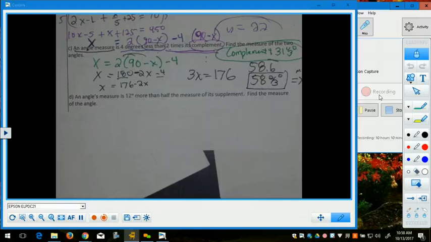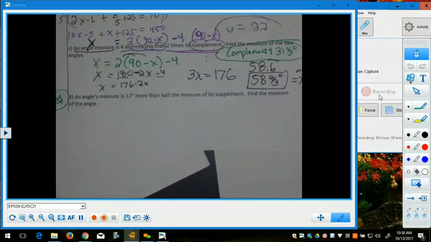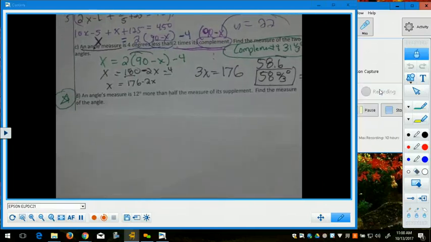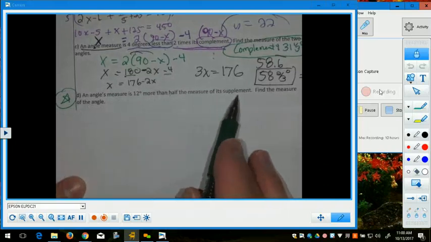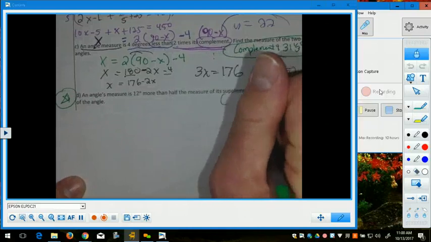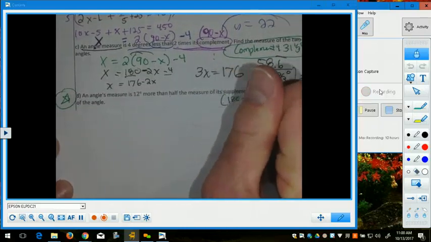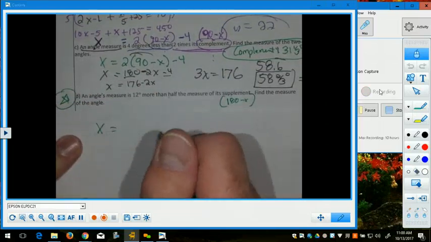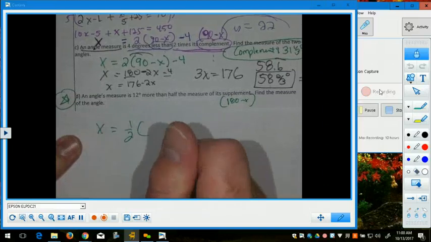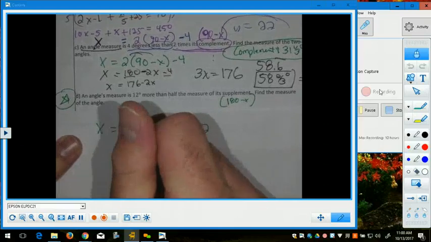Questions on that? Try to set up letter D. See if you can, don't solve it right now. Just see if you can set up the equation for letter D. So here we have letter D. An angle's measure is 12 degrees more than half the measure of its supplement. What's the expression for its supplement? 180 minus x. So if you get that, then you have x equals half of its supplement plus 12, and its supplement is 180 minus x.